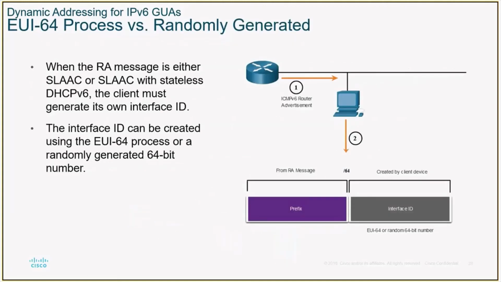Okay, now the EUI64 process versus random, I'm going to say six of one, half a dozen of the other. As long as you get a unique number, it doesn't matter. EUI64 is basically using the MAC address and then jamming some extra bits in the middle, while the random one is just a completely randomly generated number.